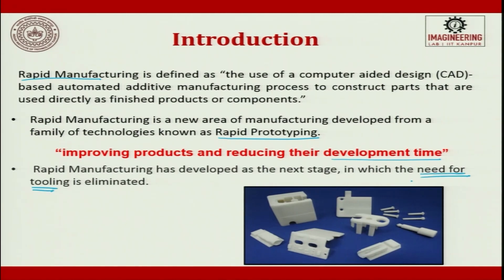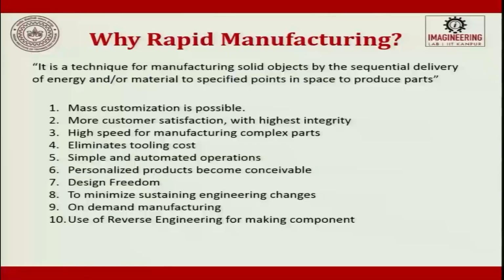So, when I said mass customization, the product has to be produced for individual customers. If that is the case, then we need to have machines and tooling. So, now the advantage of rapid manufacturing is going to be eliminating those tools which are involved in producing.